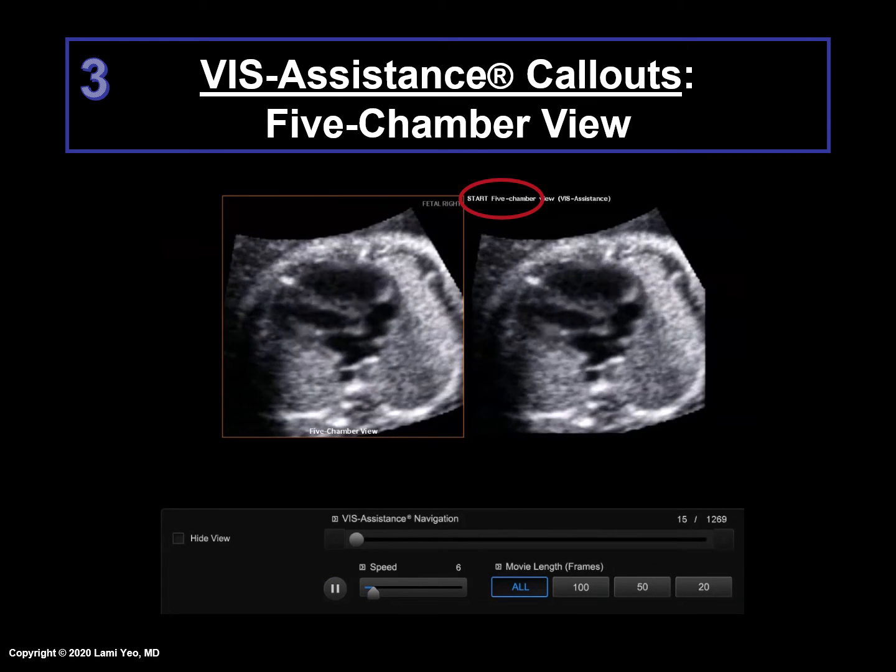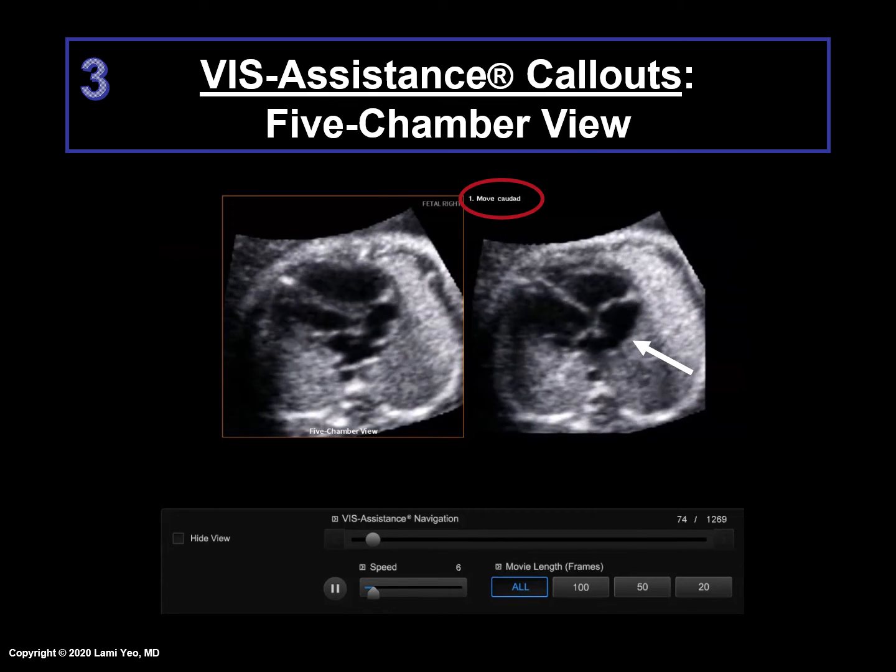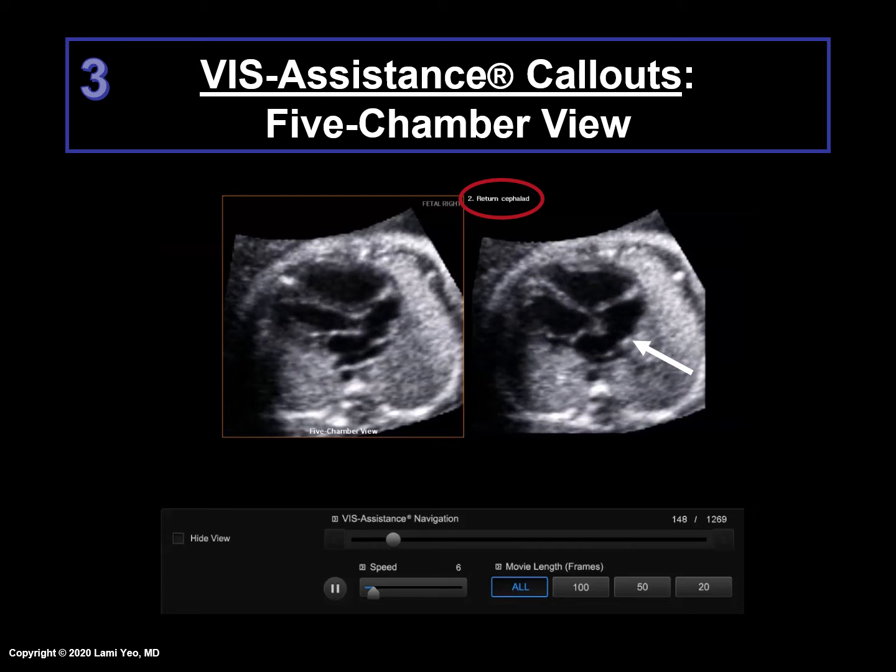Here is an example of the five-chamber view VISA. The first callout states Move Caudad and will show the four-chamber view as well as the atrial septum. The second callout states Return Cephalad and will show the five-chamber view with the white arrow pointing to the septum secundum.